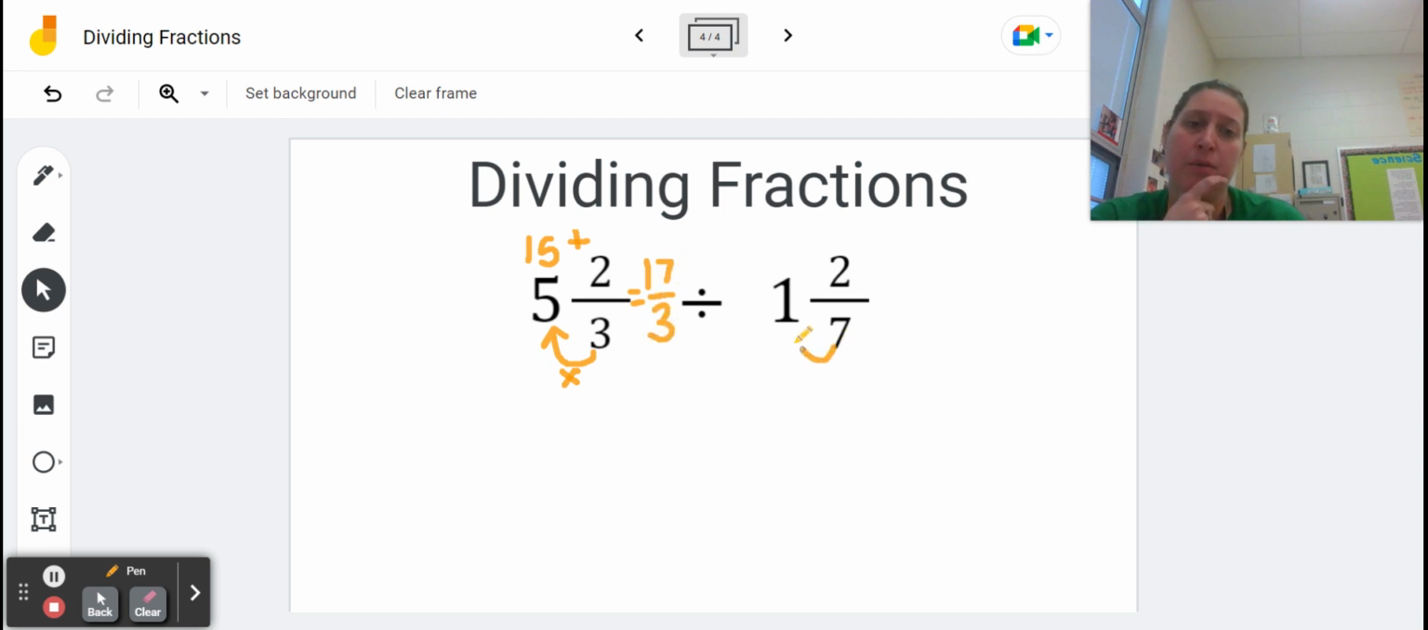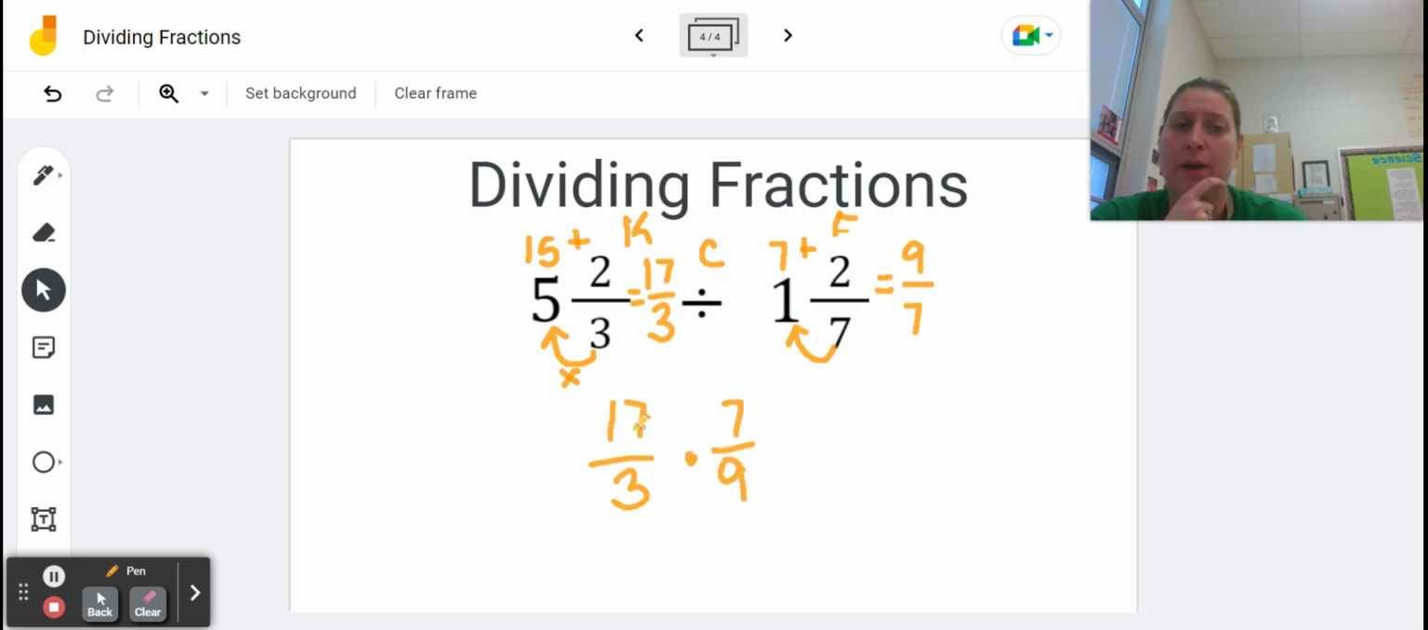I'm going to do the same thing with this one. 7 times 1 is 7. 7 plus 2 is going to be 9 over 7. So I have my new fractions. So I'm going to keep my first 17/3. I'm going to change to multiplication, and I'm going to flip my second fraction. So now I have 17 thirds times 7 ninths. So I need to multiply straight across.